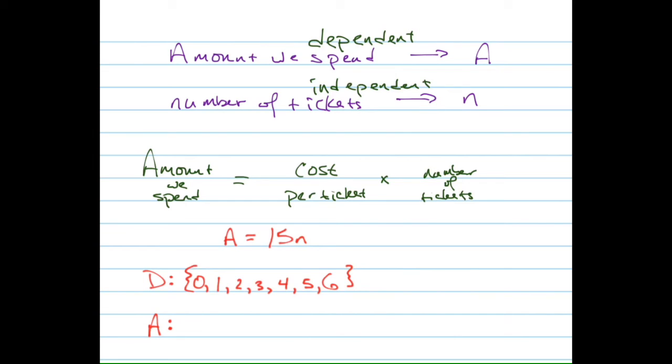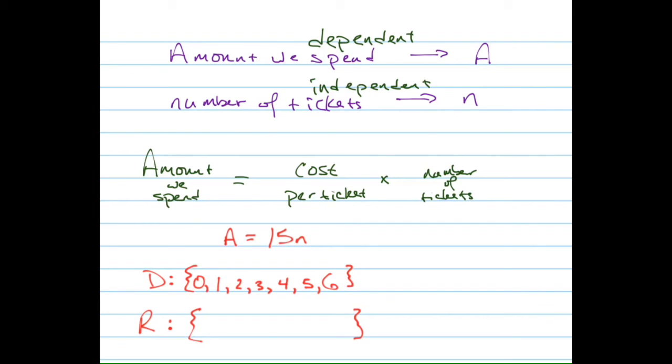Okay, so now we need the range, which is the set of outputs. Now, if you think about it, we need an output for every input. You could use R for range. I put A because we have amount. So our range is the cost associated with each of our domain.